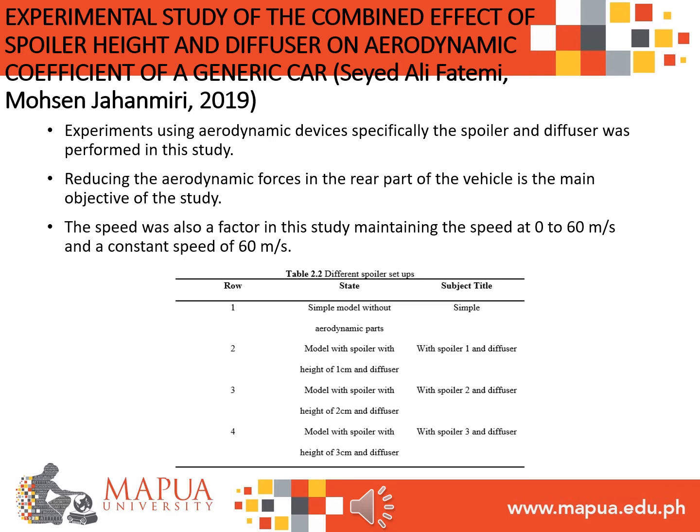Experimental study of the combined effect of spoiler height and diffuser on aerodynamic coefficient of a generic car. Experiments using aerodynamic devices, specifically the spoiler and diffuser, were performed in this study. Reducing the aerodynamic forces in the rear part of the vehicle is the main objective of this study. The speed was also a factor in this study, maintaining the speed at 0 to 60 meters per second and a constant speed of 60 meters per second. The given table shows the different spoiler setups for this study.